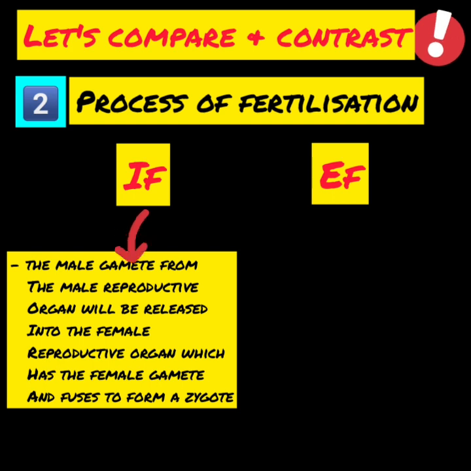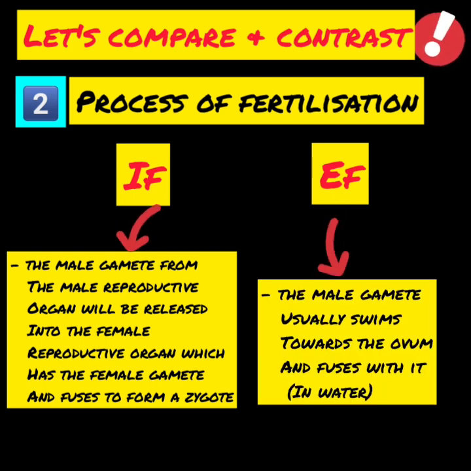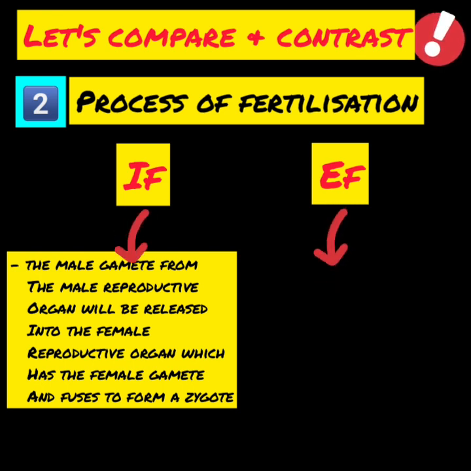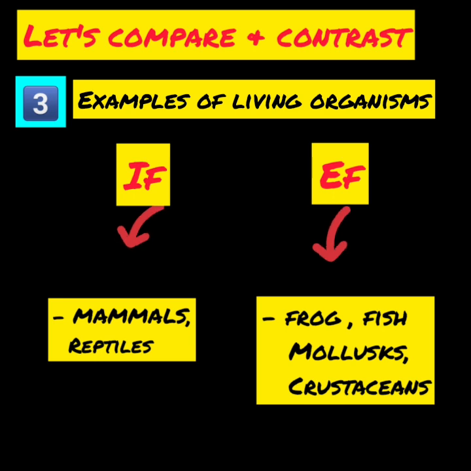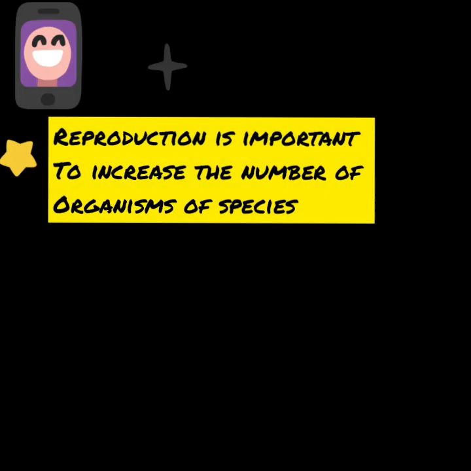On the other hand, in external fertilization, the male gamete usually swims towards the ovum and fuses with it, usually in the water. And the last point to be compared is the example of living organisms. Internal fertilization is carried out by organisms such as mammals and reptiles, while external fertilization is carried out by frogs, fish, mollusks, and crustaceans.